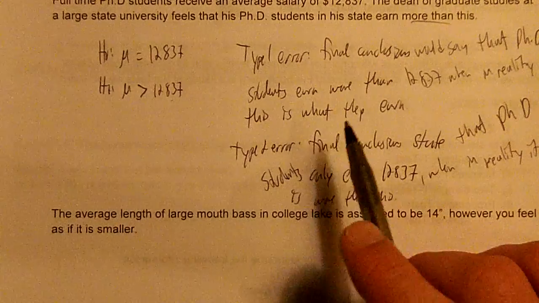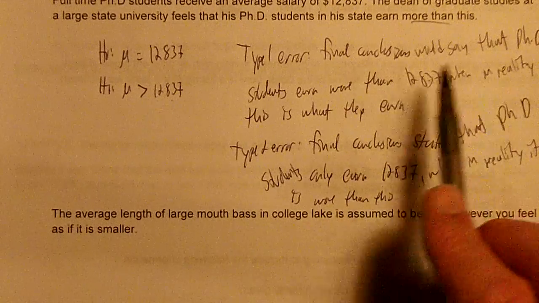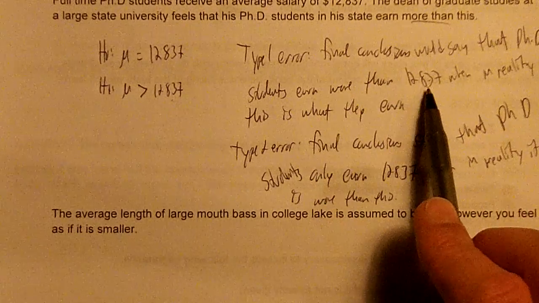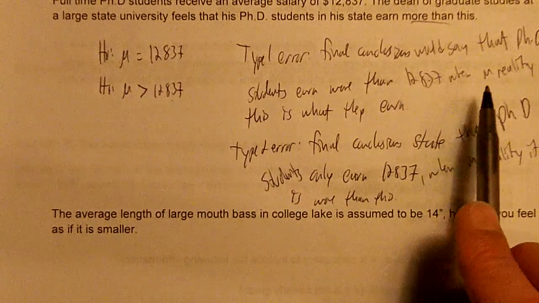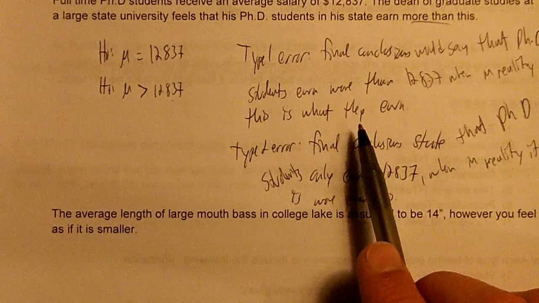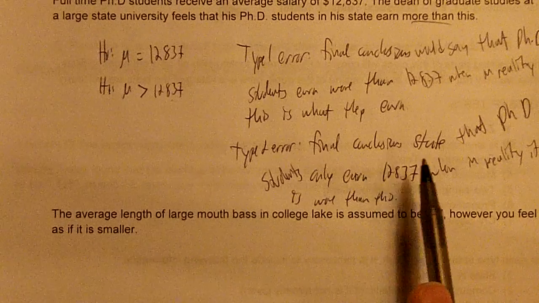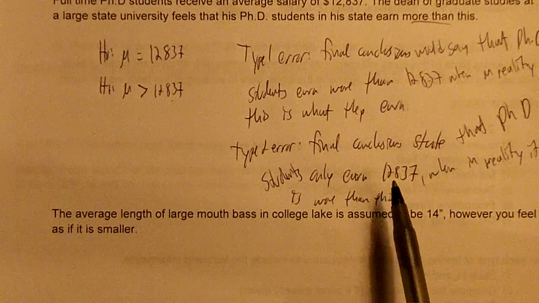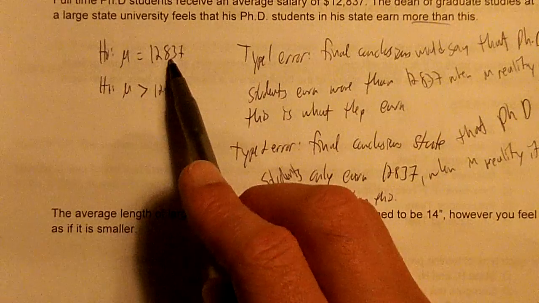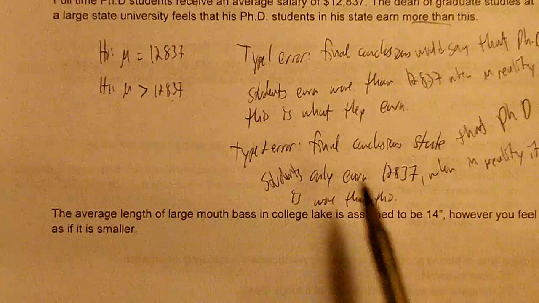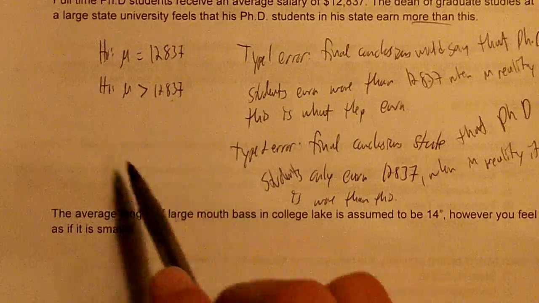Okay, so for type 1 error, the way we would describe that, the final conclusions would say that PhD students earn more than $12,837. Right, so we reject the null hypothesis, when in reality, this is what they earned. Right, so we should have actually kept the null. Type 2 error, the final conclusions state that PhD students only earn $12,837. Right, so the story is reversed now. So here we failed to reject the null when the alternate was the truth, meaning in reality that they earned more than that, right? So we should have accepted that alternate.